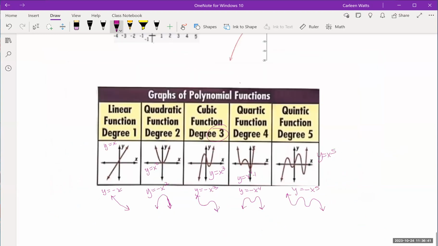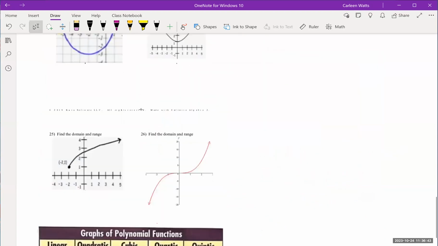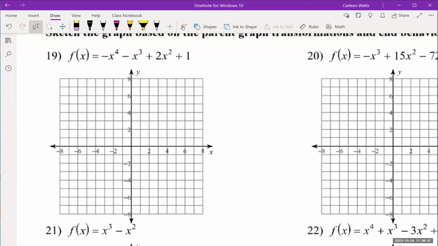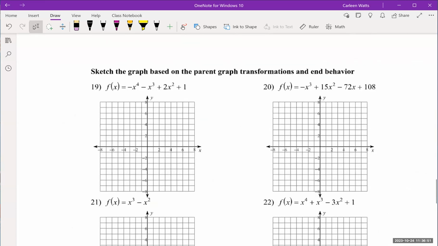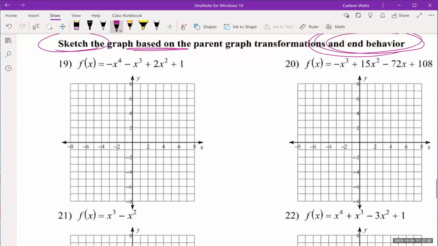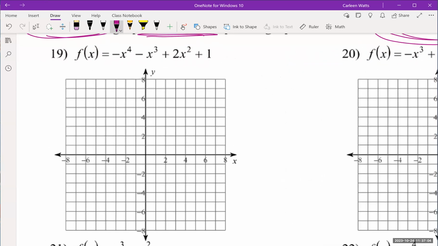Okay, these are going to be the easiest problems. Okay, now later we'll talk about finding the y-intercept. We're just going to talk about end behavior. So we're going to sketch based on the end behavior. If you give me a perfect graph, I'm going to know you plugged it into Desmos. That's not what we're doing.